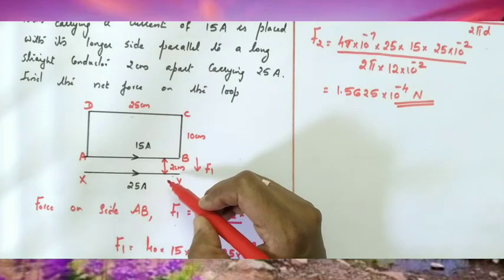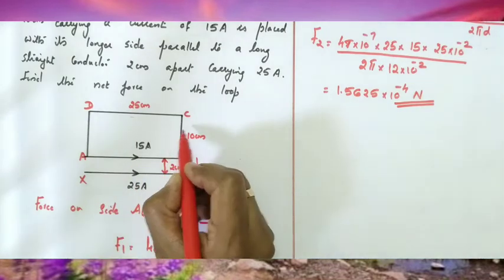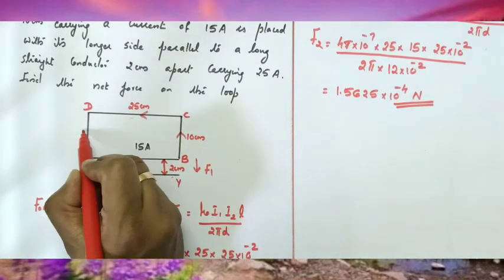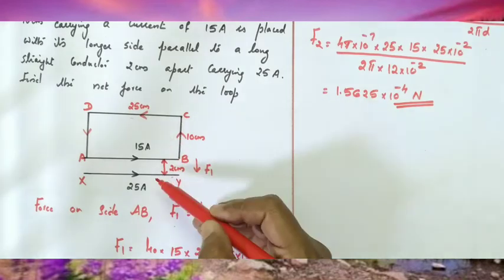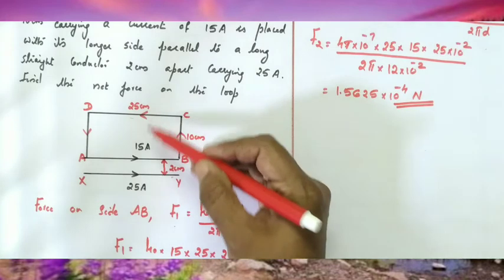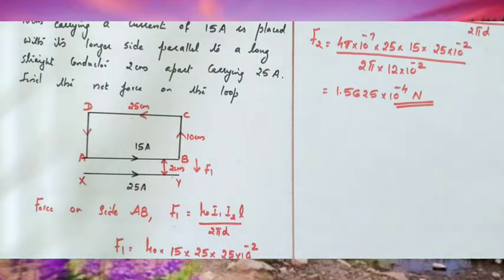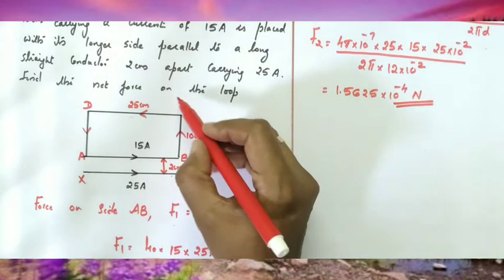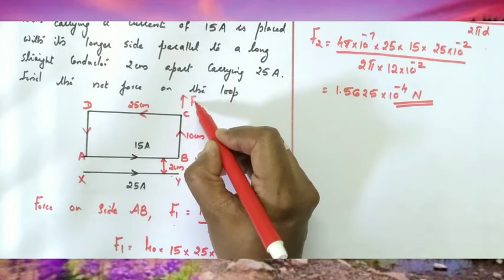And what is the direction of that force? We can complete the figure. Here the current is in this direction. Here current is towards left. And here current is in the downward direction. So what is the direction of current between CD and XY? They are anti-parallel, no? The currents are in opposite directions. We know that anti-parallel currents always repel. Now what is the direction of force acting on CD due to this XY? They repel. That means in the outward direction. This is the direction of F2.